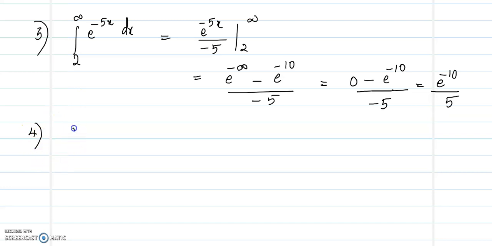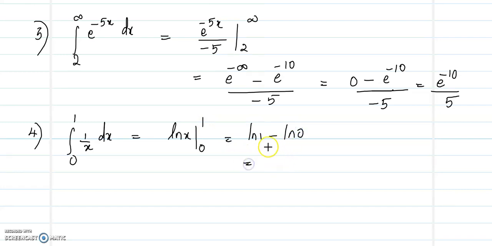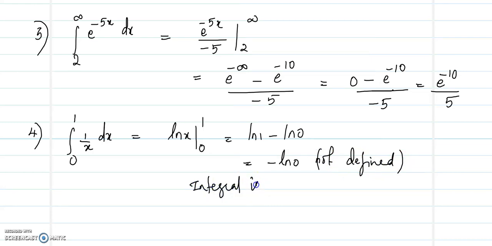Question number 4. We need to evaluate the integral from 0 to 1 of 1 by x dx. Now integral of 1 by x will be log x. So we need to apply the limit from 0 to 1. So that will be log 1 minus log 0. Log 0 is not defined. So therefore the integral is divergent in this case.